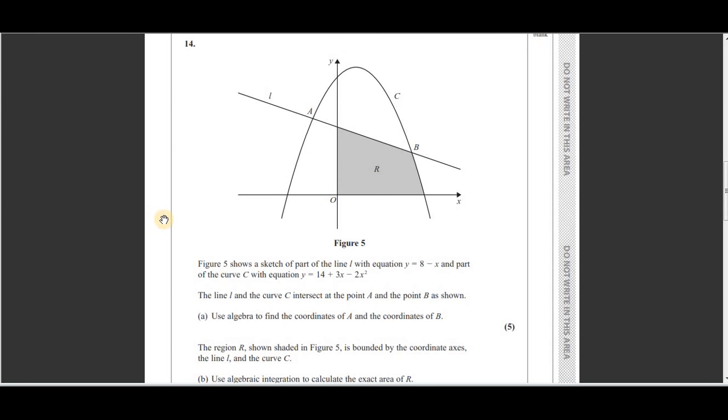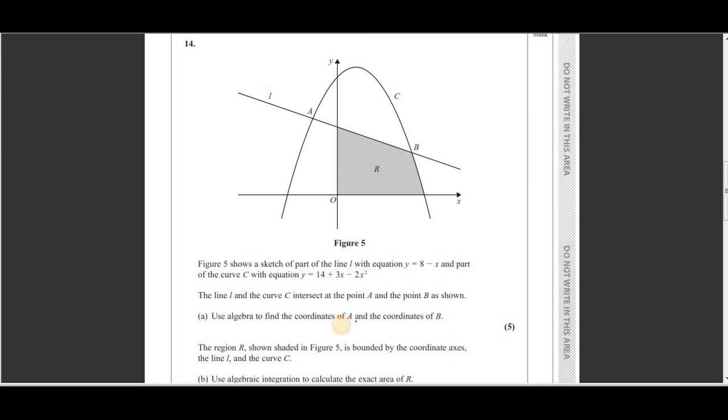Question number 14. Figure 5 shows a sketch of part of the line L with the equation y equals 8 minus x and part of the curve C with the equation y equals 14 plus 3x minus 2x squared. The line L and the curve C intersect at the points A and B as shown. Use algebra to find the coordinates of A and the coordinates of the point B.